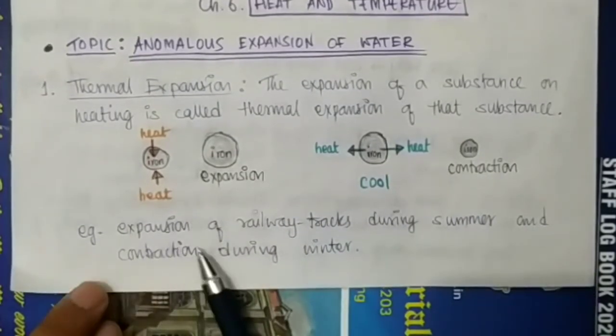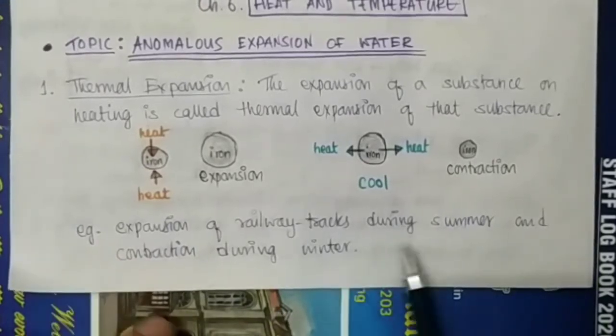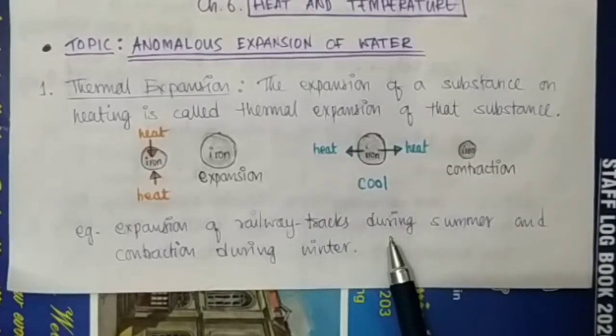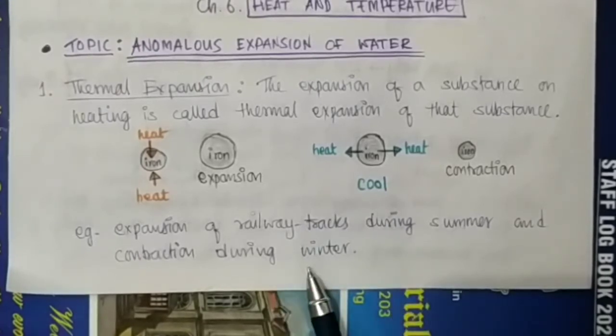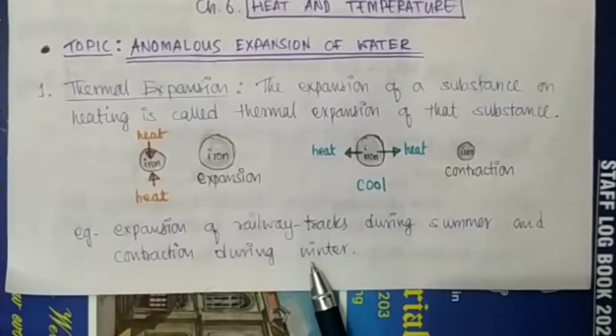Example: expansion of railway tracks during summer and contraction during winter. During summer, because of heat, the gap which is present between the two rails in a railway track will be less, because the rails of the railway track will expand. And during winter, because of the cold, the gap increases, because the rails will contract during winter.